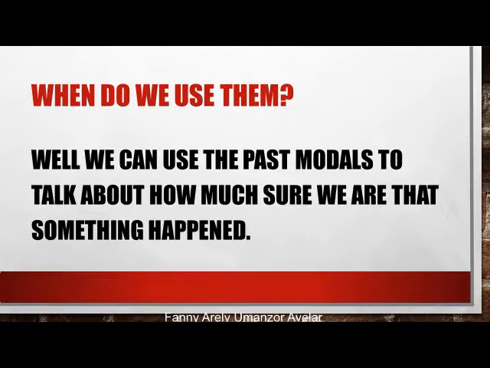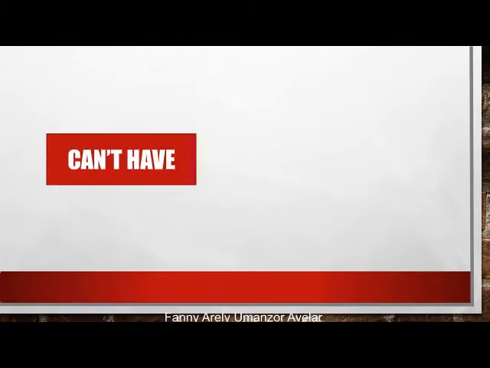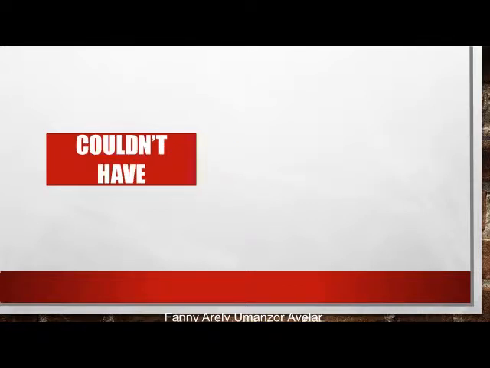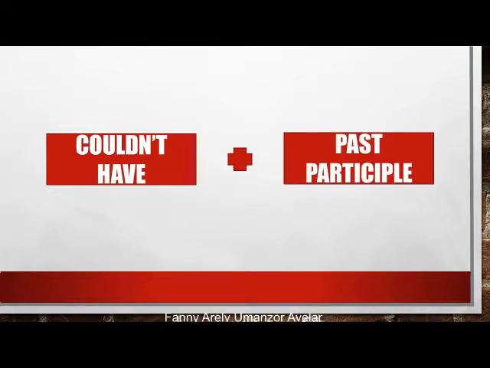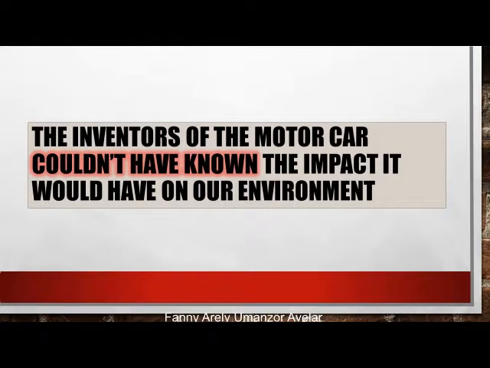So, we have two forms for using the past modals. One of these is can't have plus past participle, and the second one is couldn't have plus past participle. We have two examples. One of these is: I didn't receive the bill. You can't have sent it. And the second one is: the inventors of the motor car couldn't have known the impact it will have on our environment.